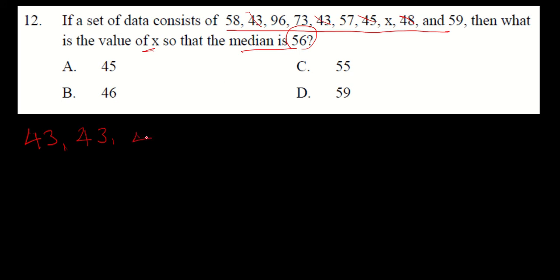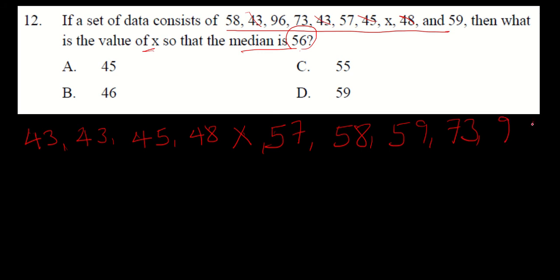Okay, let us write it. 45, then 48. Then what comes? After 48, the next number is 57. But the median is 56. So the median, the middle term, is found after 48, because less than 57 there is 56. So we can write it here as x. We don't know the median, that's the number x. Then what comes? 57. Then 58, then 59, then 73, finally 96.